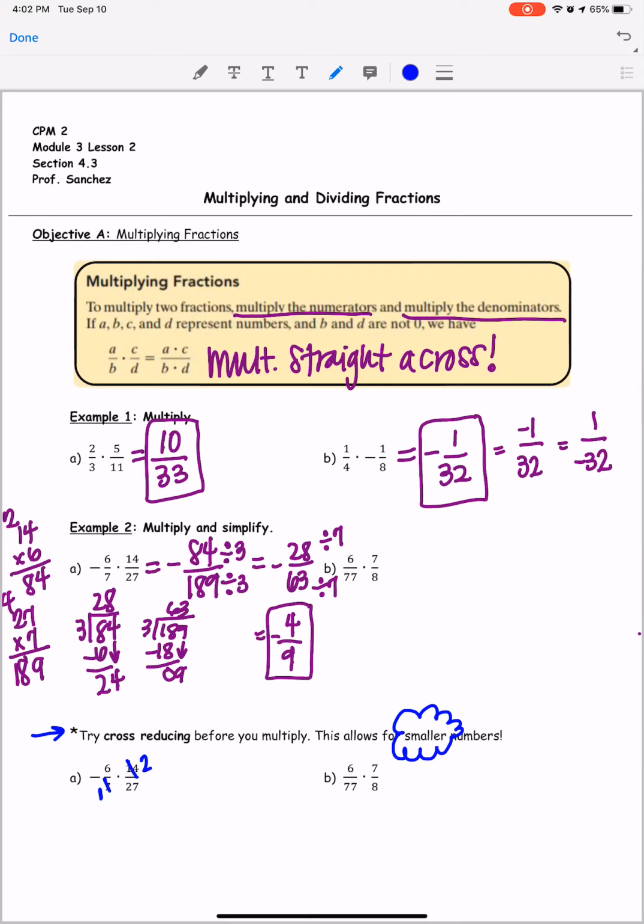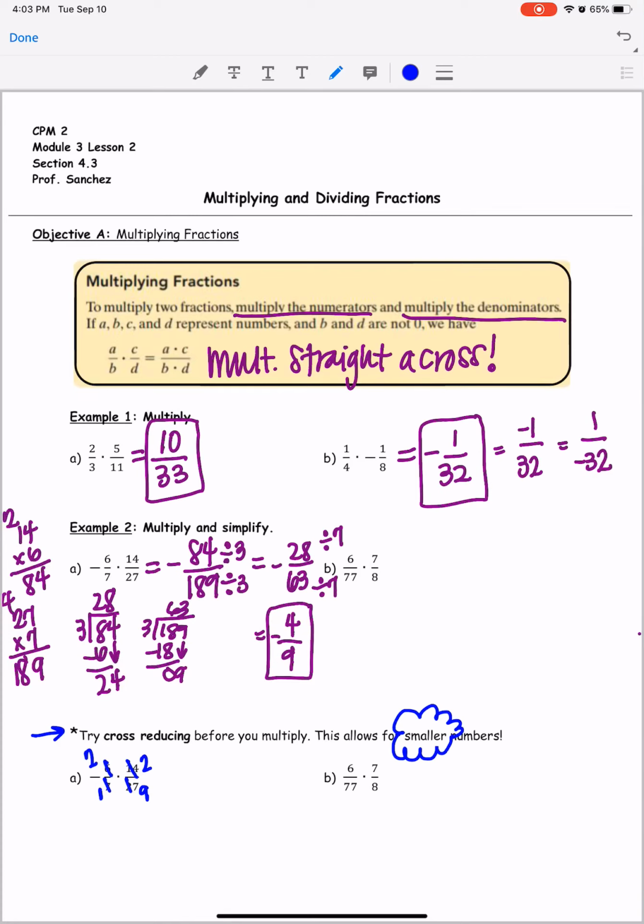Is there anything you can divide into 6 and 27? That would be 3. So 6 divided by 3 is 2. So cross that out, make that a 2. 27 divided by 3 is 9. So cross it out, make it into a 9.